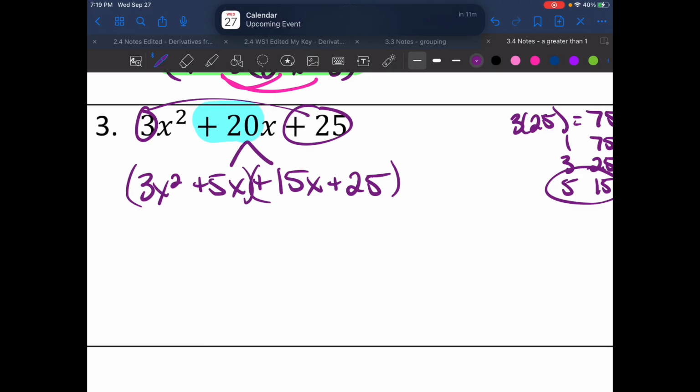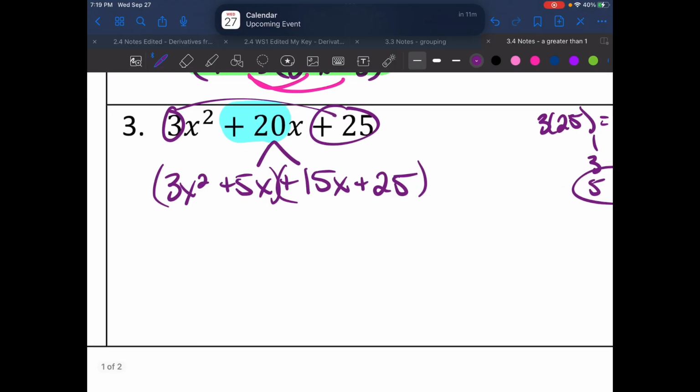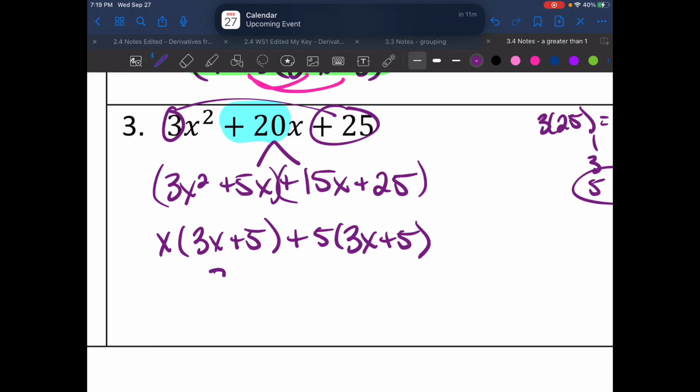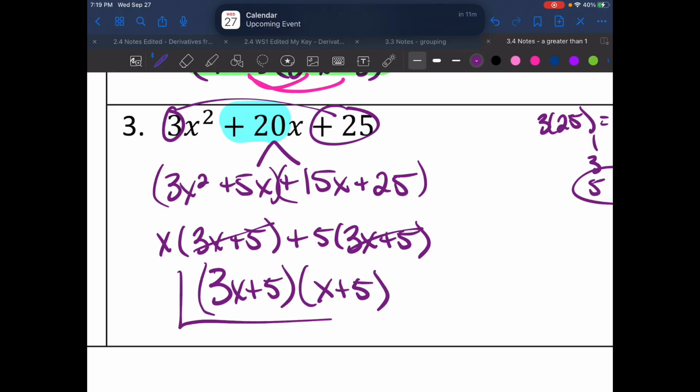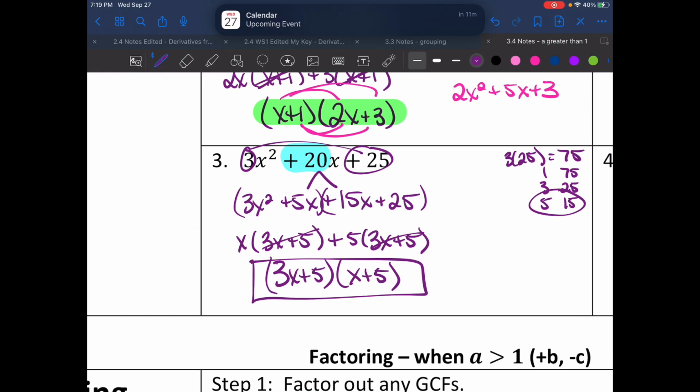Group the first two terms and last two terms. GCF of the first group. If you do this right, guys, you will always be able to factor out a variable from that first group. Sometimes a number, but always a variable. In this case, an x. Put a plus sign here because I have a plus sign there. GCF of that second group is 5. Common binomial, and then whatever is left.